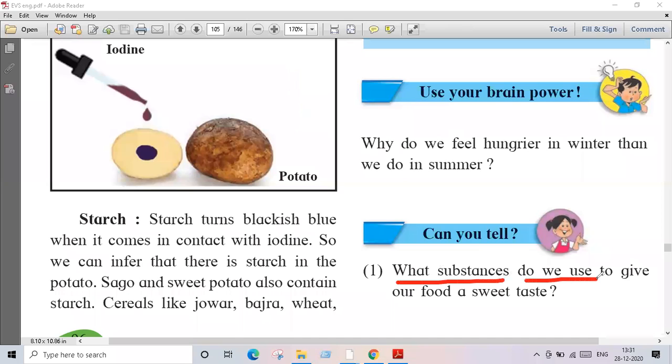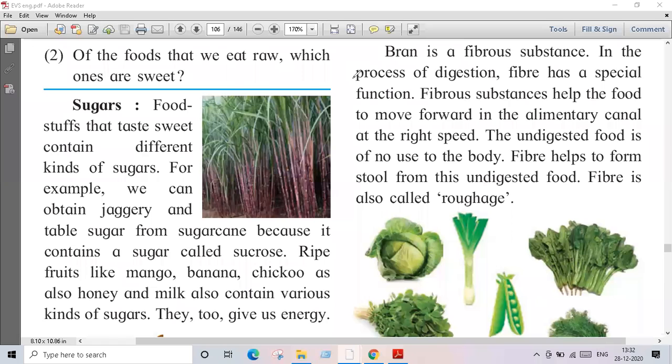What substances do we use to give our food a sweet taste? Okay, sweet taste. अन्न जेव्हा आपल्याला गोड करायचं असेल, आपण काय काय पदार्थ वापरतो? And one more question is asked, that is, of the foods that we eat raw, which ones are sweet? काही काही पदार्थ आपण कच्चे खातो, like carrot, then cucumber, etc. So, what are sugars? Foodstuffs that taste sweet contain different kinds of sugars.